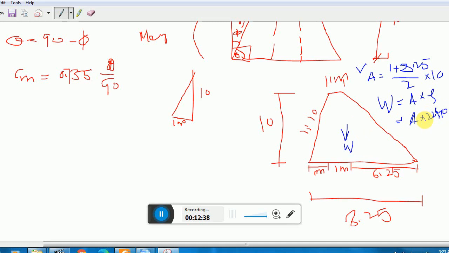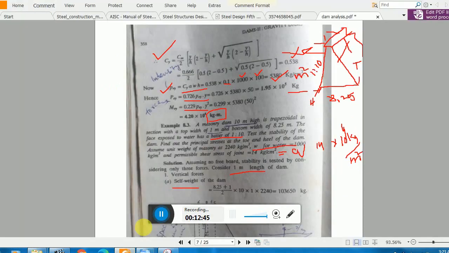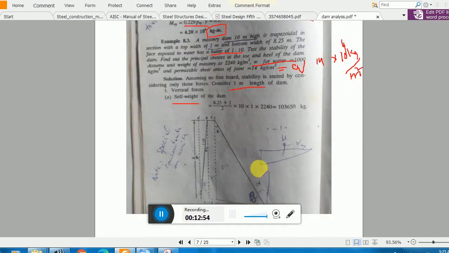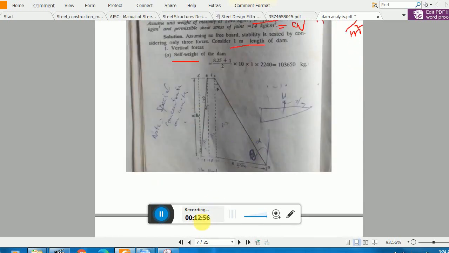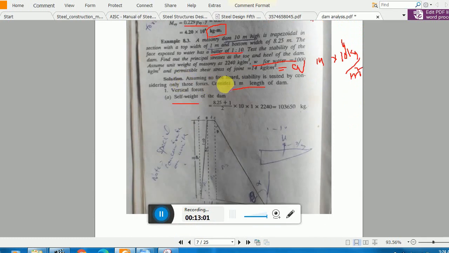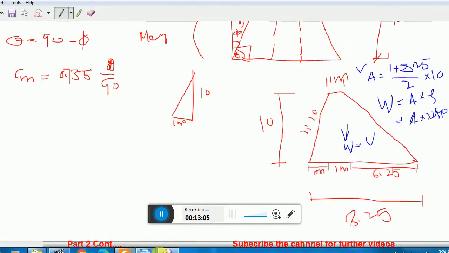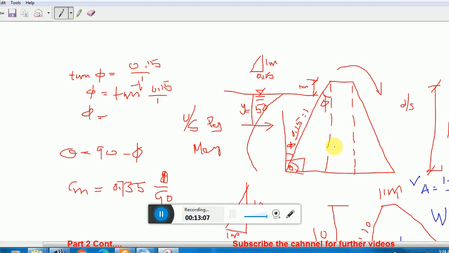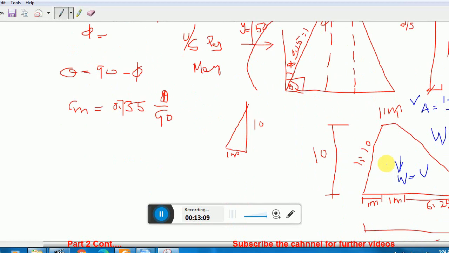So this will give you the total weight of this dam body. Clear? So here I did the same calculation. You see here 8.25 and 1 divided by 2, 10. So I think this is clear right now. I determined all. One thing is very important: we need to determine the vertical forces. So once you determine this weight, this one is 1, weight.